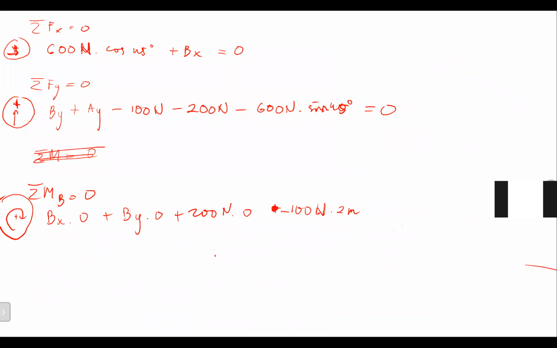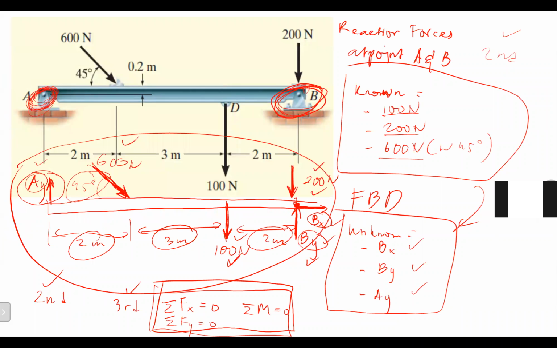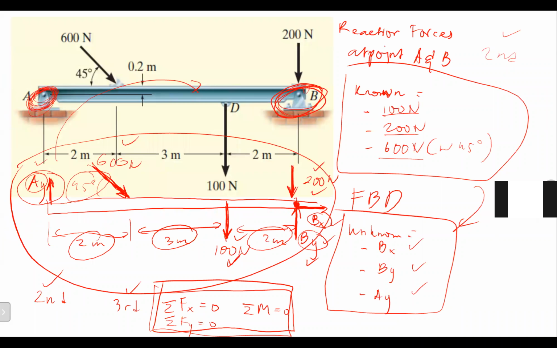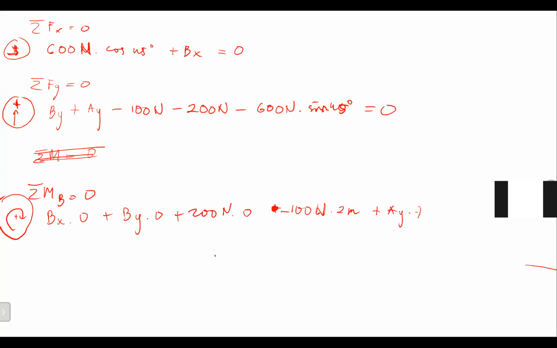Ay is positive because it's clockwise, right? The point is point B, so Ay will give a clockwise moment. So it will be plus Ay multiplied by the distance. 2 plus 2 plus 3, so 7 meters.